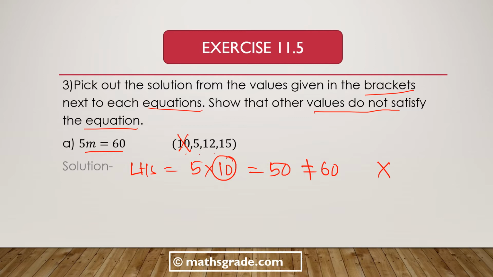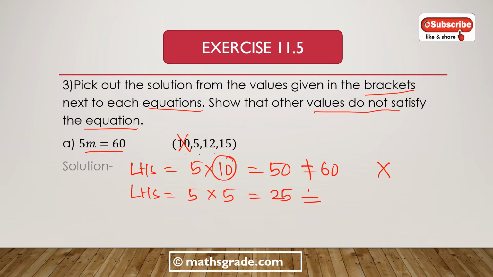Then substitute the variable m equal to 5. 5m is 5 multiplied with 5, that is 25, and 25 is not equal to 60. So this is also not satisfied. m equal to 5 is also not satisfied with the equation 5m equal to 60. So m equal to 5 is not the solution for the equation 5m equal to 60.